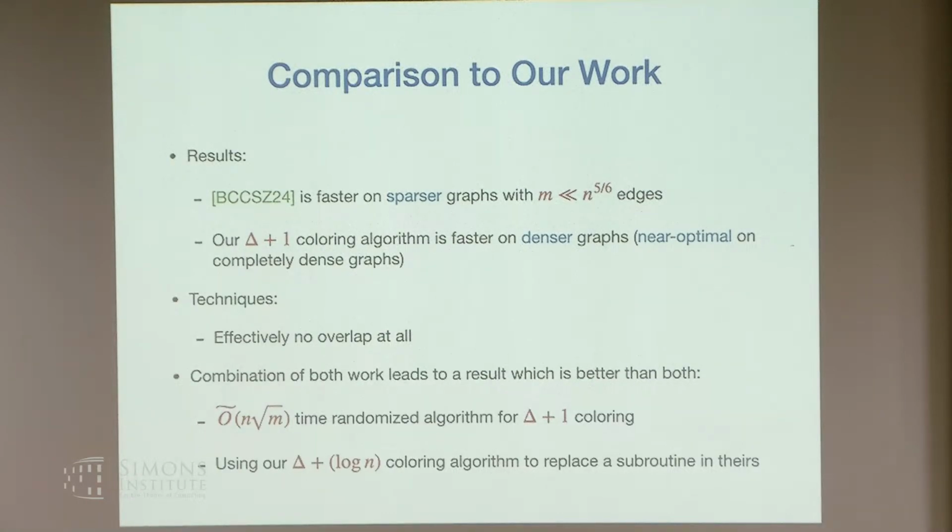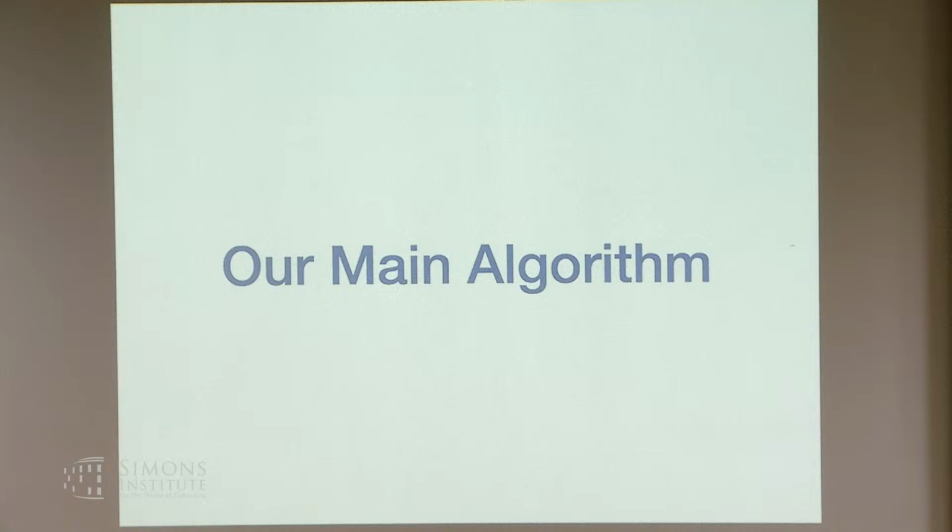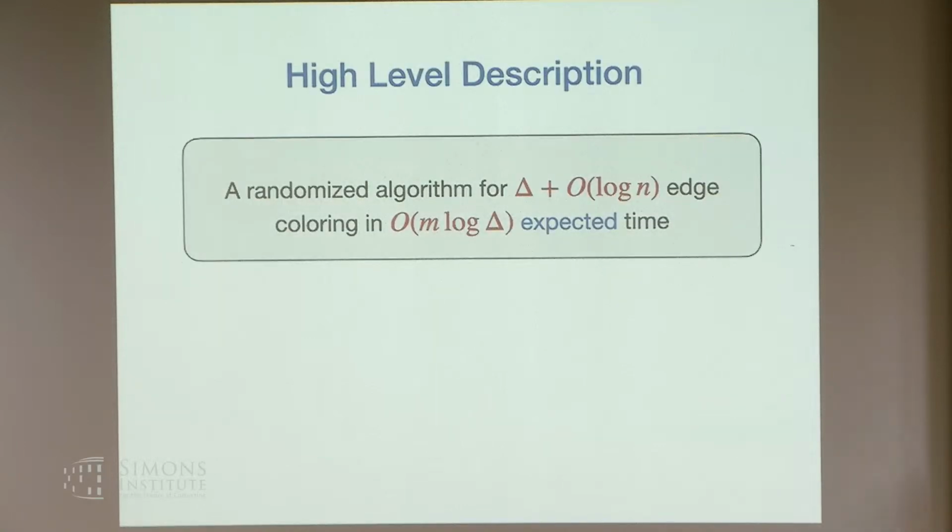All right. So that's all I wanted to say about this other work. And now let's go back and talk a bit about what our algorithm is, how it works. So I'm going to really focus on this one. As I told you, the rest follows almost immediately. Delta plus log n in m log delta time. And the idea at a very high level is you want to color a matching from your graph, a large enough matching, because you can always color it the same.